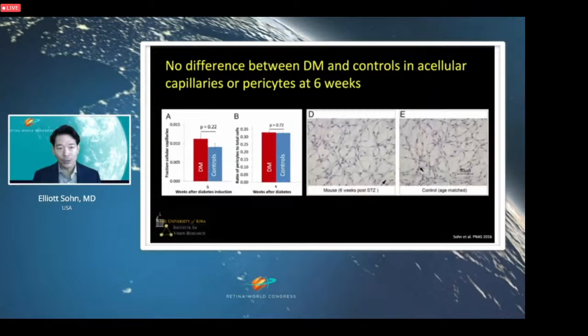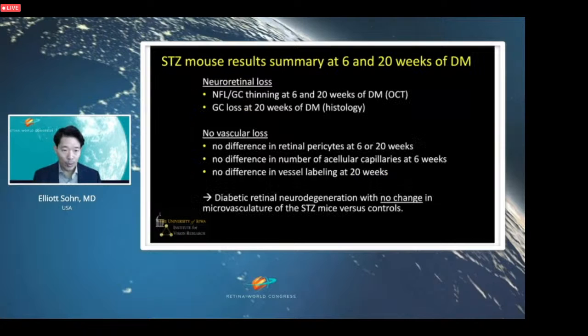In terms of the vasculature, we didn't see any difference between the diabetics and the controls in the acellular capillaries or pericytes at 6 weeks. We didn't see any difference in the vessel labeling at 20 weeks either, and we didn't see any difference in the retinal pericytes at 20 weeks either. But we did see neuroretinal loss starting at 6 weeks and 20 weeks on OCT, as well as the ganglion cell loss at 20 weeks. So it appears that diabetic retinal neurodegeneration can happen with no change in microvasculature in these diabetic mice.